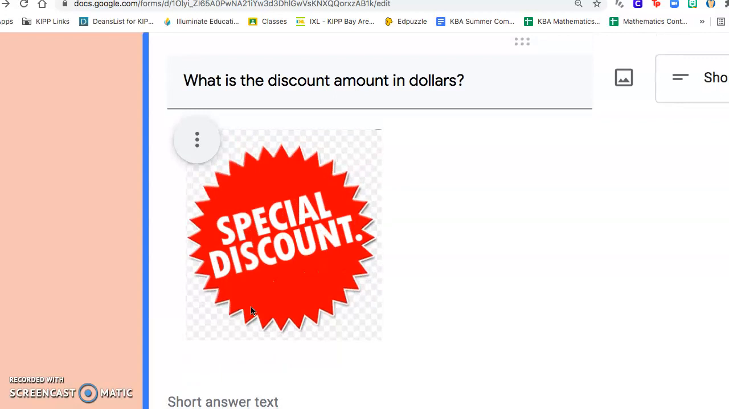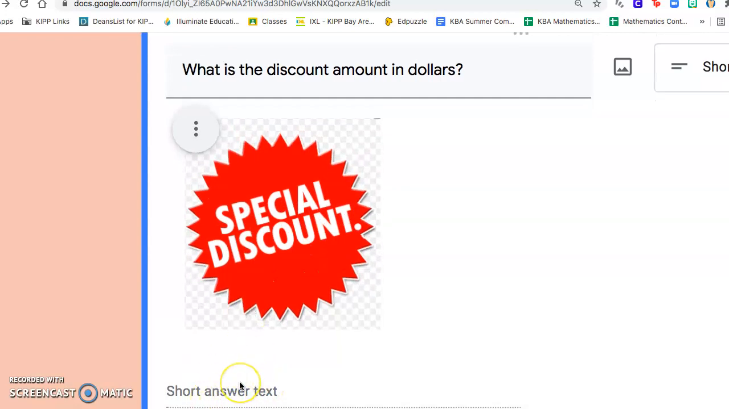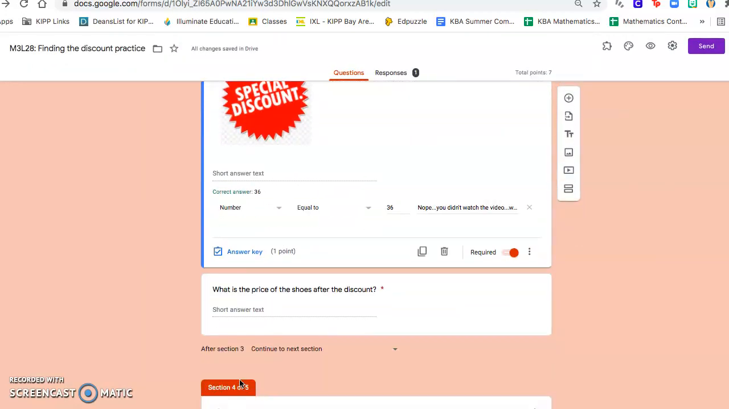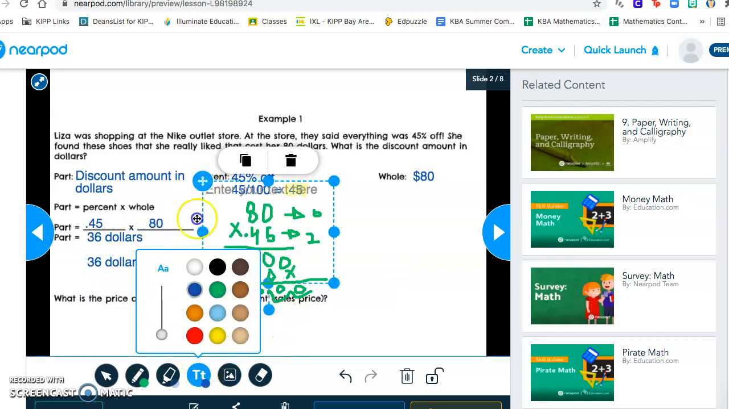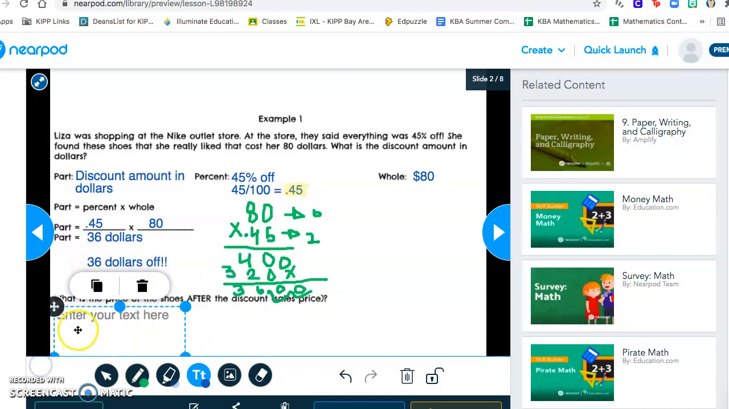So I need you guys to just type that here. You're going to type first 36 here. And then we're going to find what is the price of the shoes. So we're not done yet, right? We know that it's $36 off. What is the price now of the shoe? To find the price of the shoe, I'm going to subtract 80 minus 36, because the discount is taking money off. So what we would get is, I think, 44.